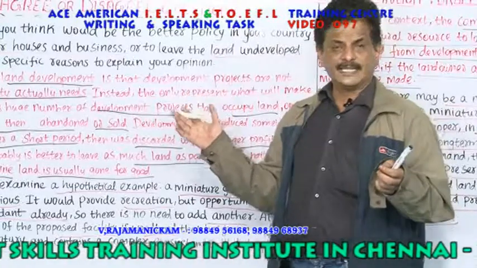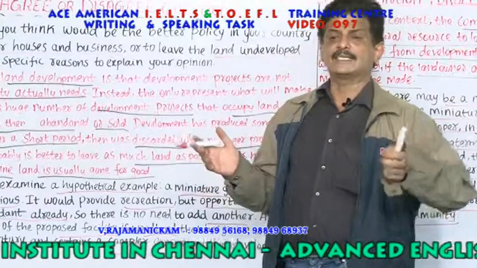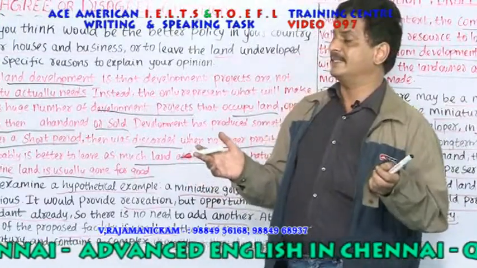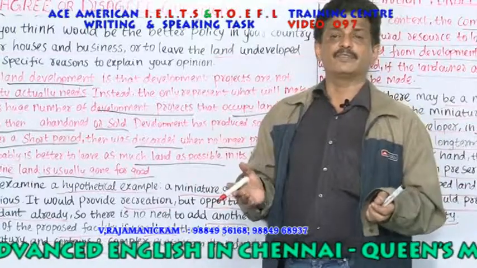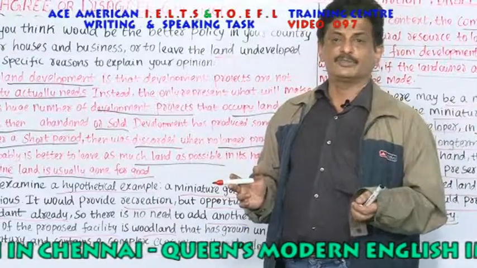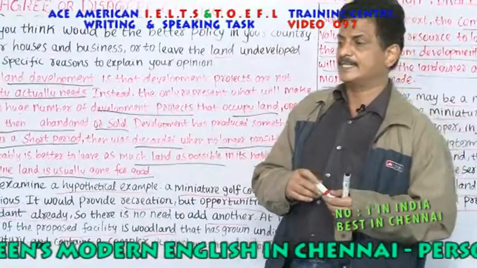So whether that is better, or in this fast developing, industrialized world, we should have a lot of houses, factories and industries. For that, can we make use of the land? So these are the two choices, you have to select one choice, and you have to write on this topic. Now I request the IELTS takers to come forward.